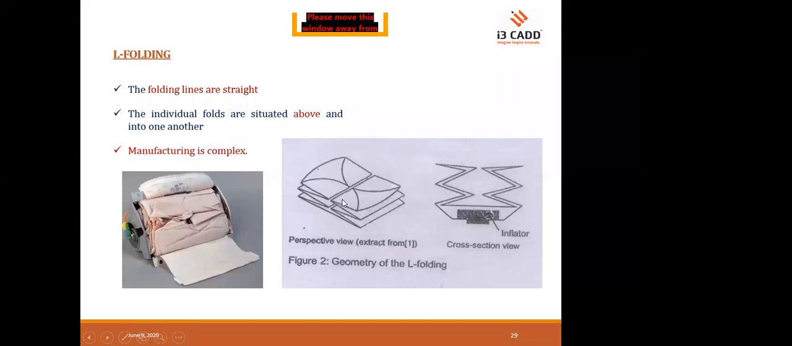And manufacturing is complex. And regarding the position of the inflator, the airbag is situated above the inflator here. See here, inflator is here, right? Where my cursor is, that is the inflator. You can see here. Right? This is the inflator. And the nylon bag is situated above the inflator in case of L folding.